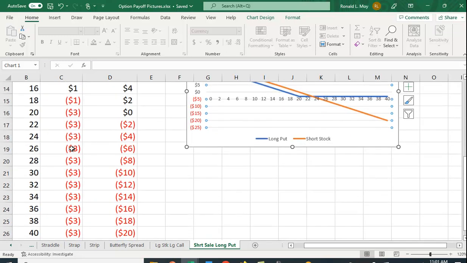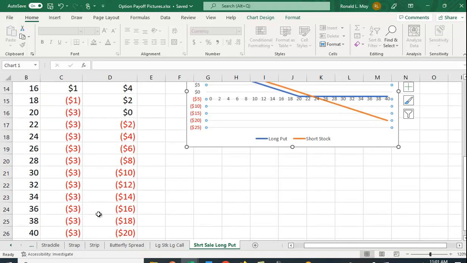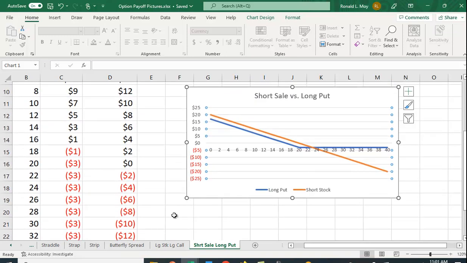So you can see from my payoff here that the worst that happens is you lose $3. You can see that from the short sale of the stock, it just keeps going, getting more negative. So that's the nice thing about the put. The downside for the put is the $3 premium you're paying, and also the fact that puts expire. When the option expires, you're going to have to buy another put in order to maintain this position.